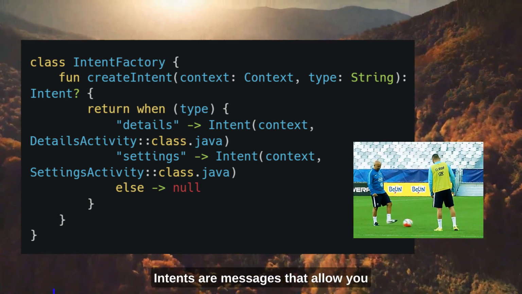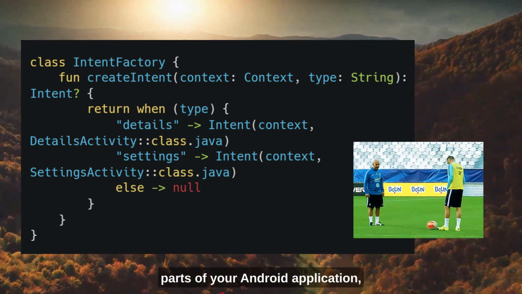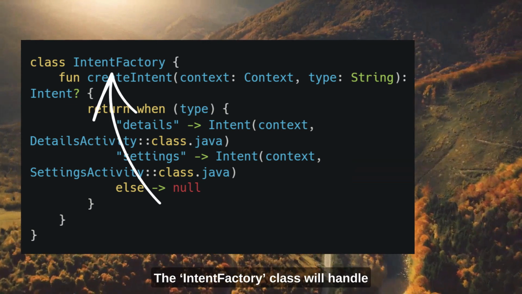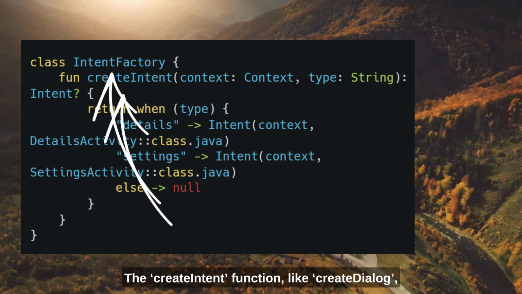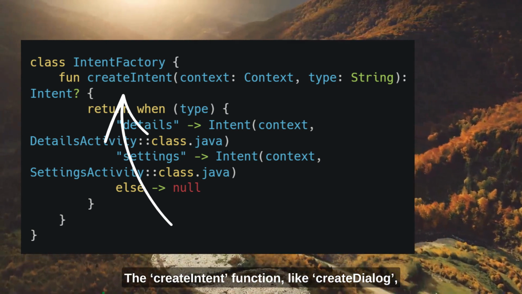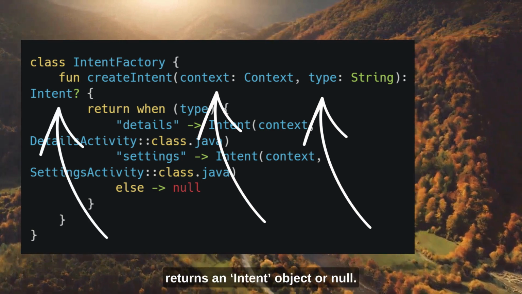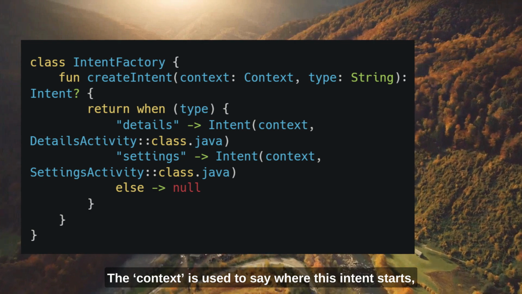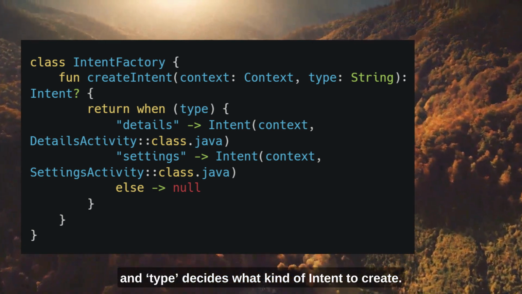Intents are messages that allow you to pass information between the different parts of your Android application, and even between different applications. The intent factory class will handle the creation of these intents. The createIntent function, like createDialog, takes context and type as parameters and returns an intent object or null. The context is used to see where this intent starts, and type decides what kind of intent to create.